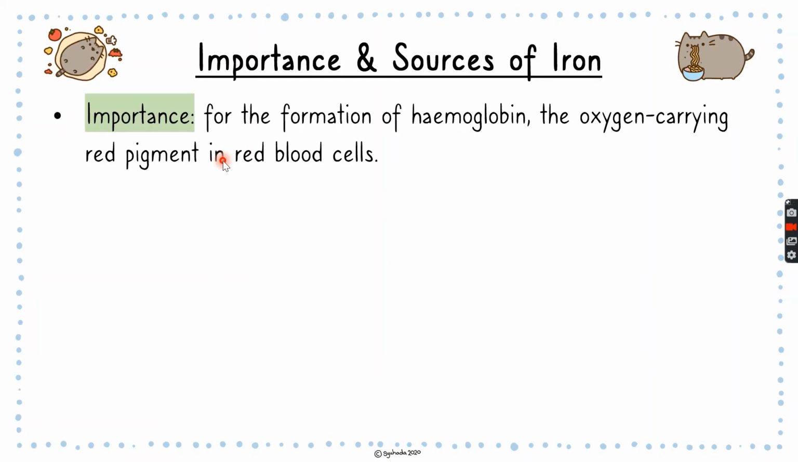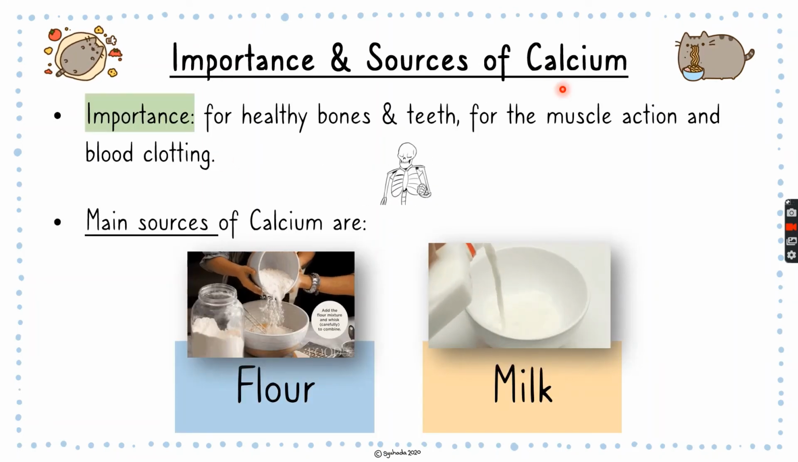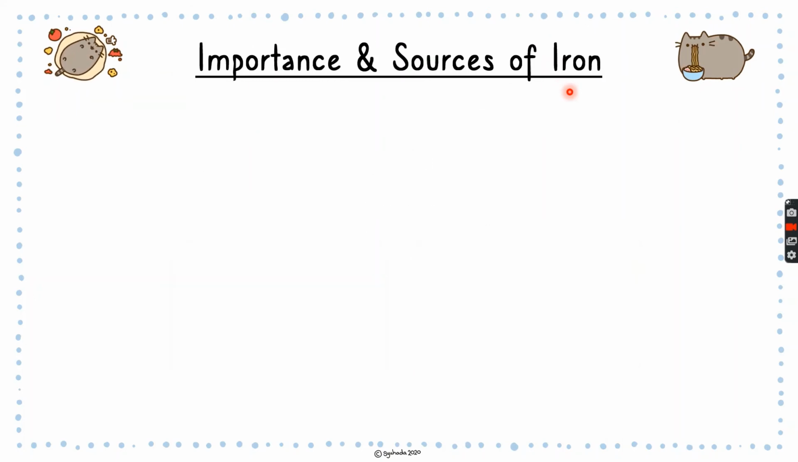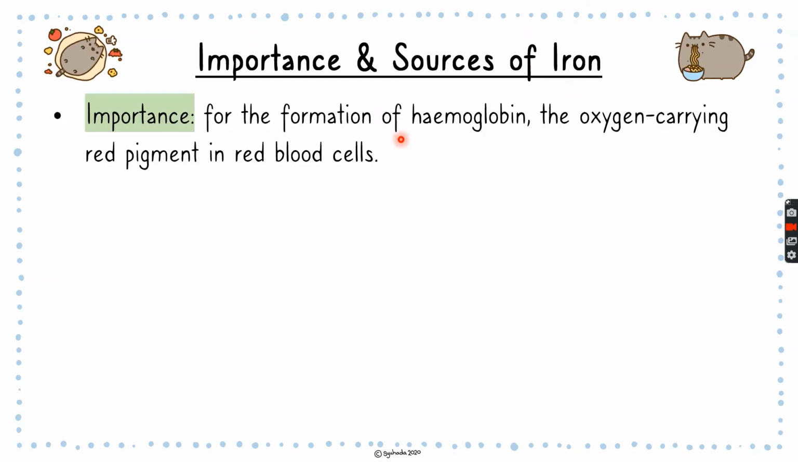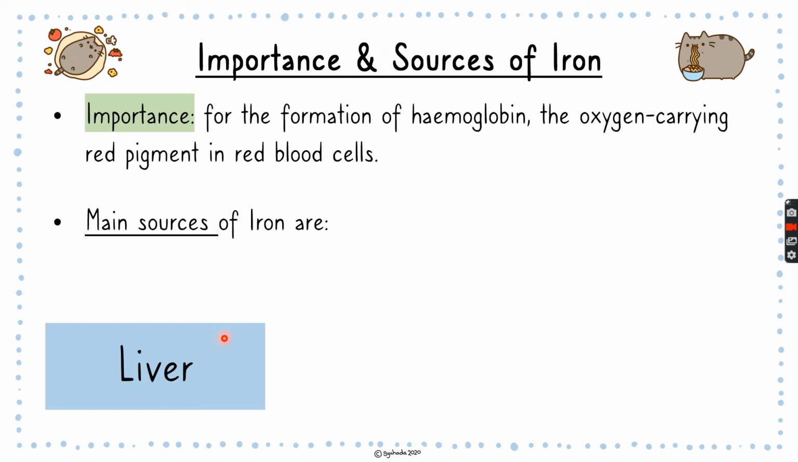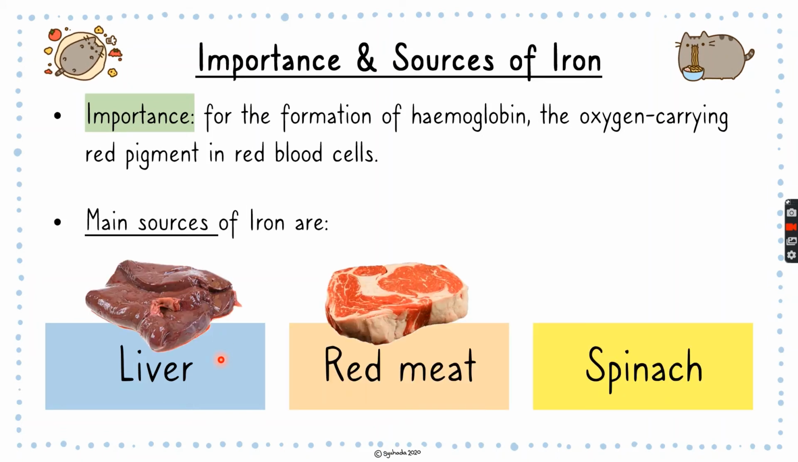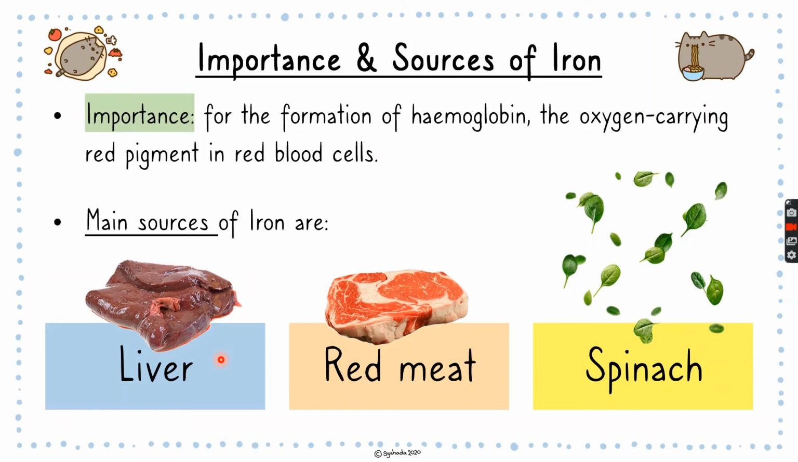Iron is another mineral. Oh yeah, by the way, remember that calcium is absorbed with the help of vitamin D just now. Okay, now we're moving on to the other mineral, which is iron. Iron is important to form hemoglobin, which is the red pigment that you can find inside red blood cells. The oxygen-carrying red pigment is important because you need to make more red blood cells in your body for respiration, for energy. The main sources of iron are liver, red meat, and spinach, which is a veggie.